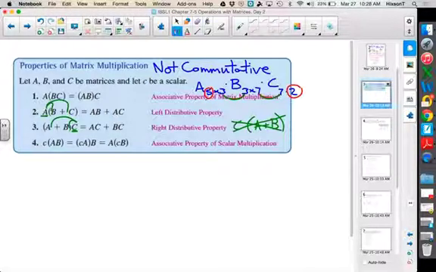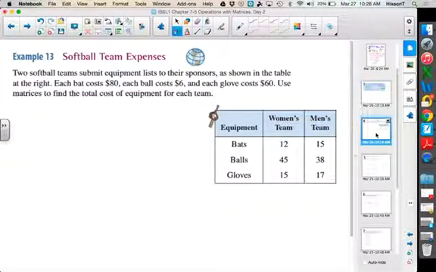Now, the application I want to look at here is, we've got some data here. It says 2 softball teams submit equipment lists to their sponsors, as shown in the table. Each bat costs $80, each ball costs $6, and each glove costs $60. So you'll notice here the women's team needs 12 bats, 45 balls, and 15 gloves. The men's team needs 15 bats, 38 balls, and 17 gloves.